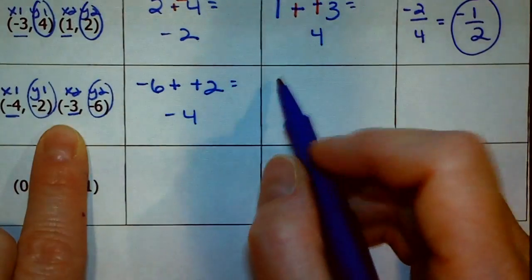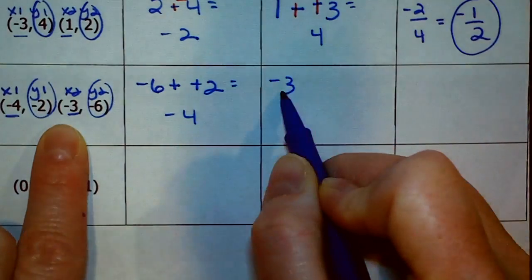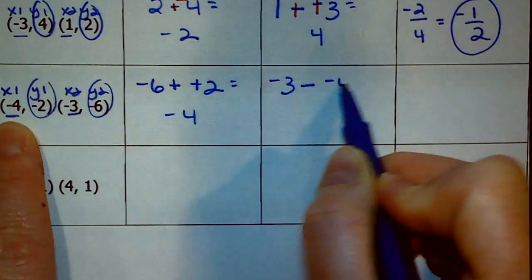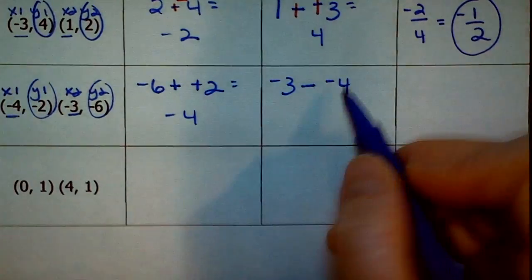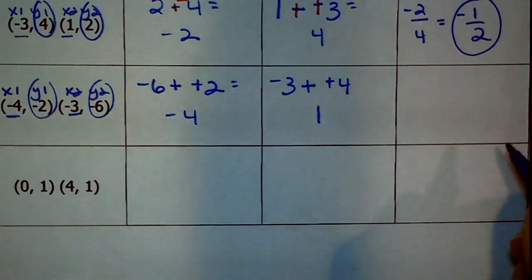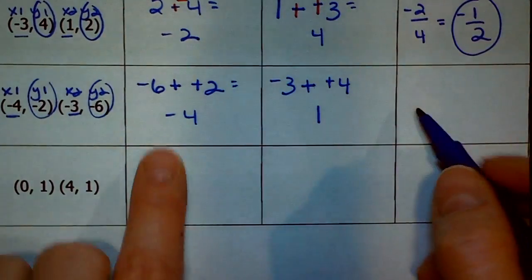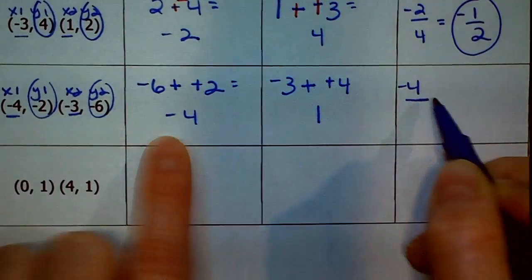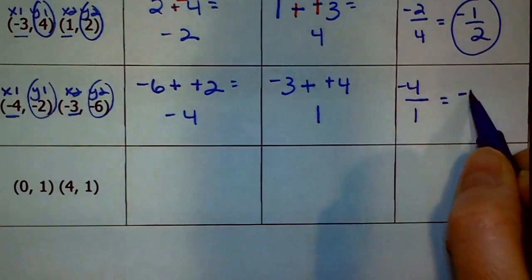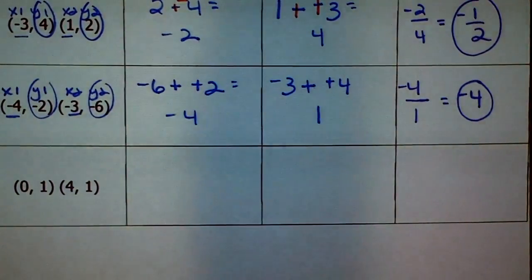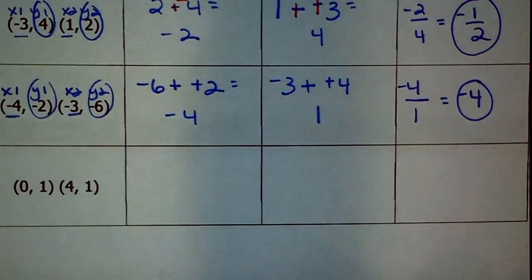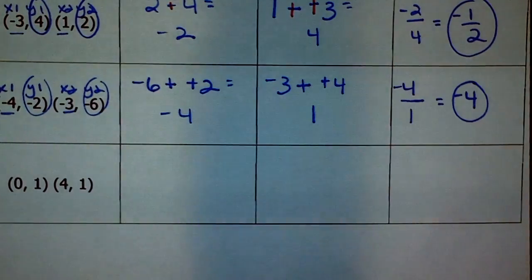Now I'm going to subtract x2 and x1, so negative 3 is x2. I want to subtract negative 4. Be careful. Add the opposite, and a negative 3 plus 4 is 1. So the slope of the line, I take the change in y, which is negative 4, over the change in x, which is 1, and I can go ahead and write that as a whole number. Understand, though, that that does mean negative 4 over 1. So when you get a whole number, to get the run, you just put a 1.